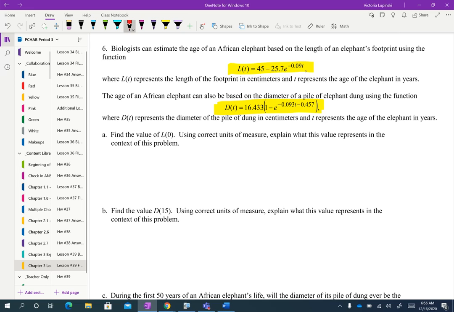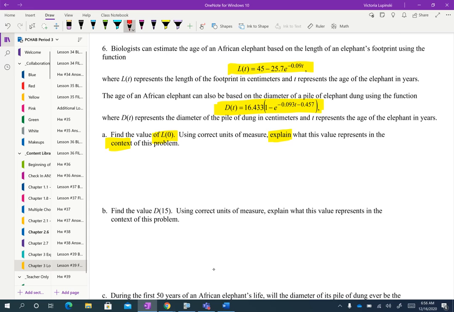So 2 different functions. The truth is when it comes to the AP test, it's more likely than not that they would actually give you those functions and ask you to apply them as opposed to having you find them on your own. Because if you did find them on your own and you found them incorrectly, everything that followed would be incorrect. So here in part A, find the value of L of 0, using the correct units of measure, explain what this value represents in the context of the problem. So again, not only finding the calculation, but also explaining it in the context of the problem. So just be extra careful here.